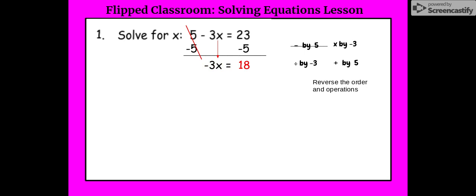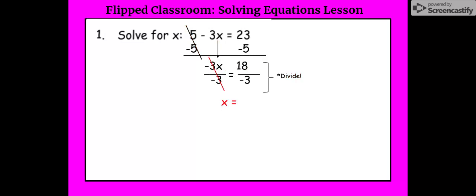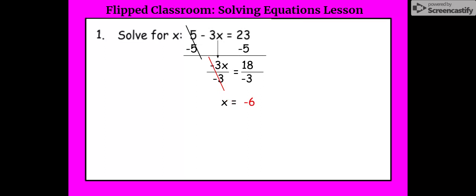The next thing, now that we're done with that step, is we're going to divide by -3. So now we'll divide by -3 on both sides. You're going to cross off the -3's, bring your x and your equal sign down, and now plug in 18 divided by -3, and you get -6.